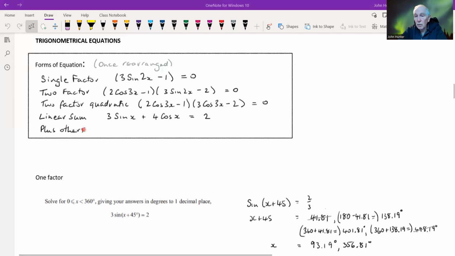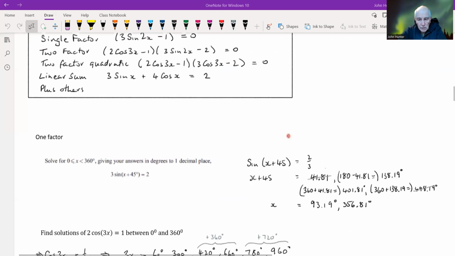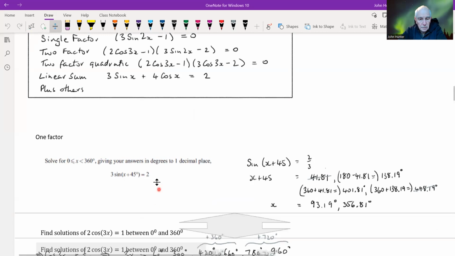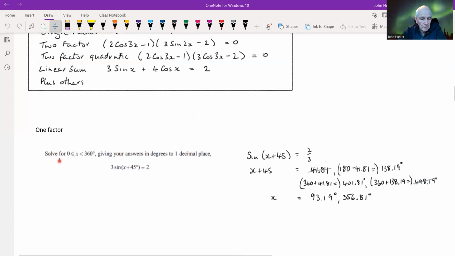Now, there are other types of equations, and I've got the odd example there, but these are the main ones that I'm concentrating on in this video. So let's just have a look at a 1-factor equation here. Then this problem here. Let's get that down there, just out of the way. Solve for this range. These always include some range, 0 to 360, giving your answers in degrees to 1 decimal place. 3 sine (x plus 45) equals 2.